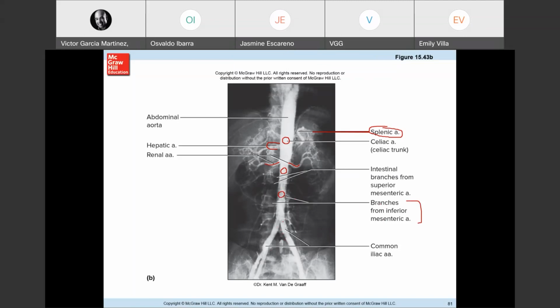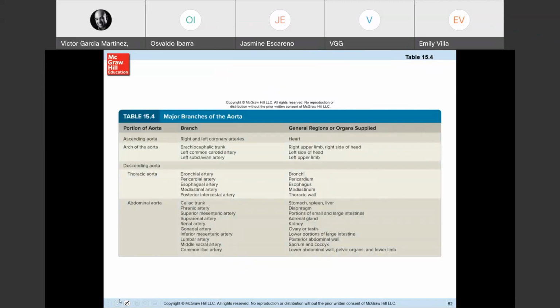Then you have the common iliac arteries, and then you can see here the division. You have the external iliac artery and the internal iliac artery for each side, the right side and the left side. Remember, these two are for the lower limbs. Then you have here the branches. Again, you don't need to go into detail, but you need to memorize and identify every single big artery.